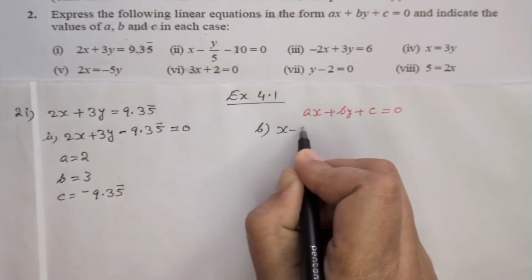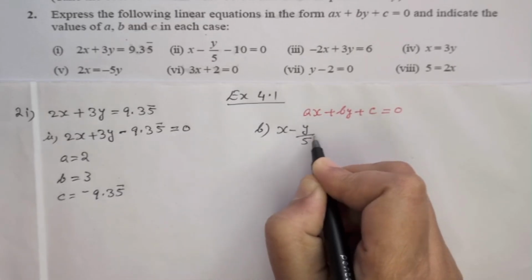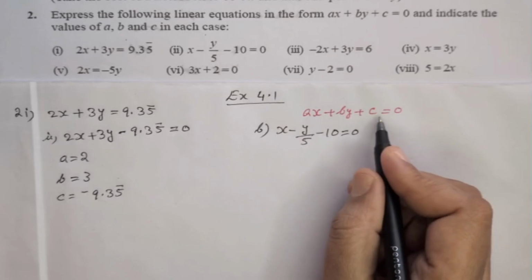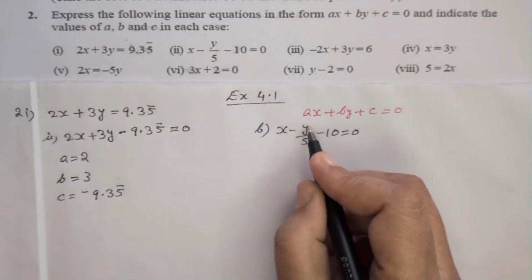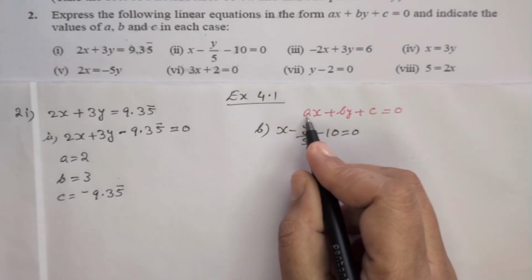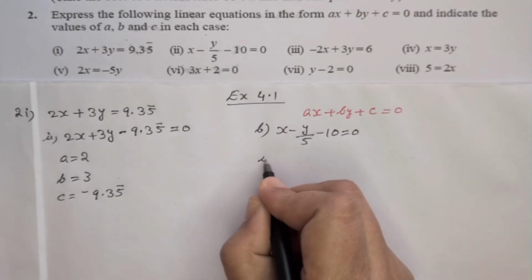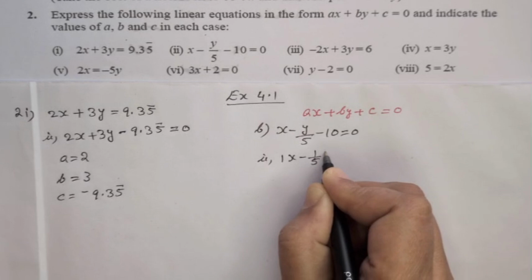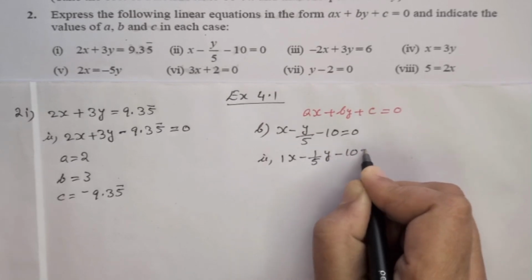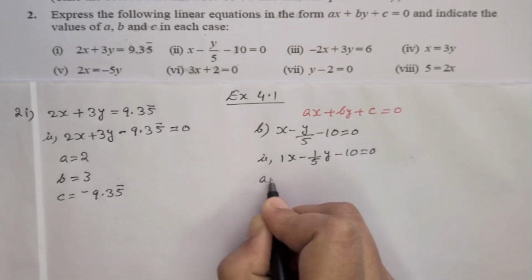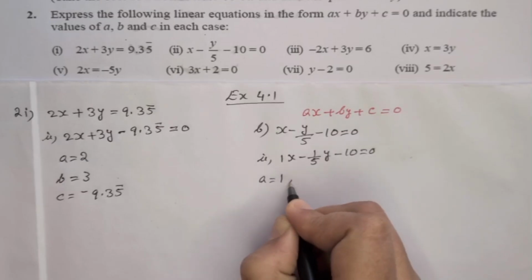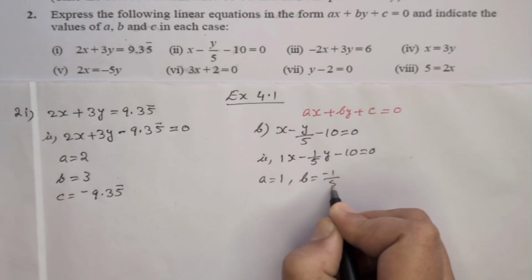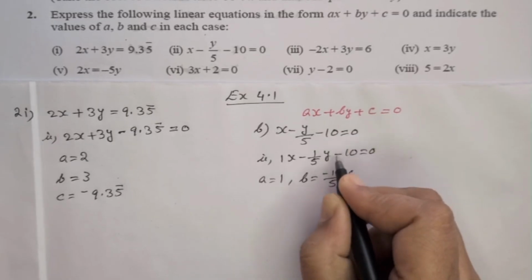x minus y by 5 minus 10 is equal to 0. Here all the terms are already on the left side. We have to compare the coefficient of x, that is, this we can rewrite as 1x minus 1 by 5 into y minus 10 equal to 0. Then a is equal to 1, b is equal to minus 1 by 5, and the constant c is minus 10.